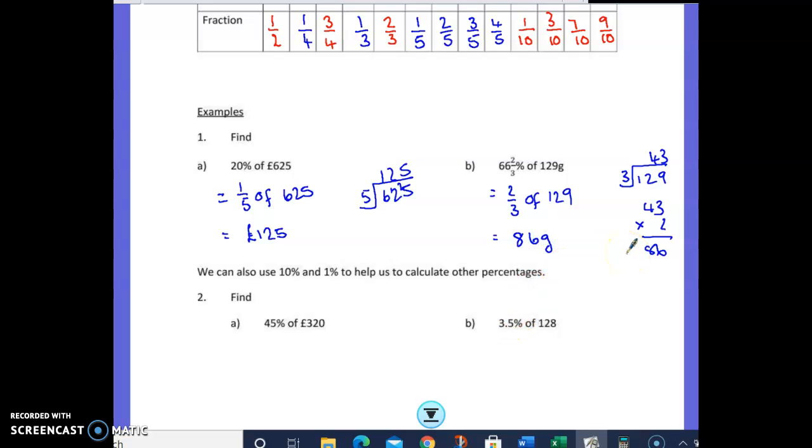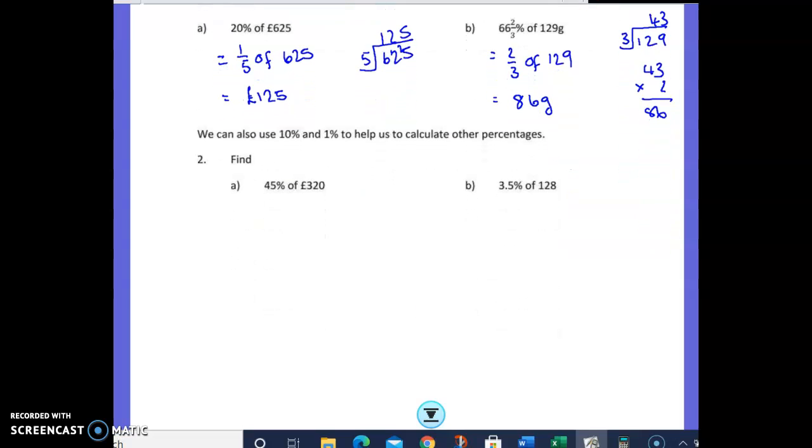They're the common ones that we can easily change into fractions, but sometimes it's easier just to use 10% and 1% to help us find answers. Because 10% and 1% are really easy to find, dividing by 10 or dividing by 100, you're just moving a decimal place. Okay, so let's try these ones then. 45% of 320. I'm going to start by finding 10% of 320. Now 10% is a tenth. To find a tenth, we're just removing our 0.